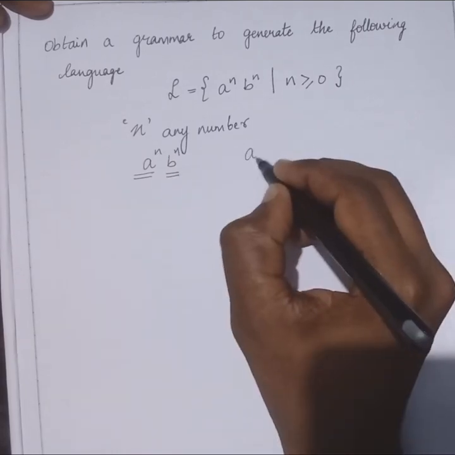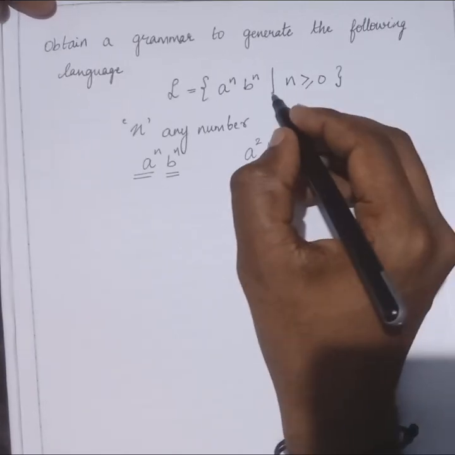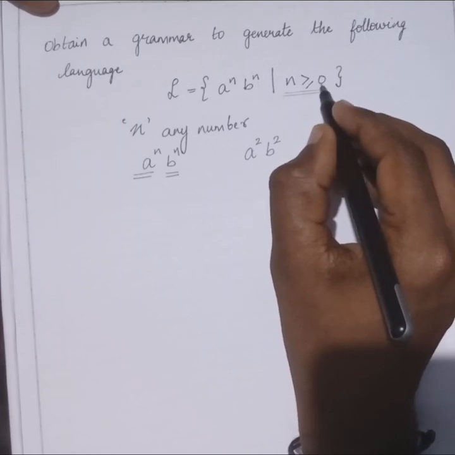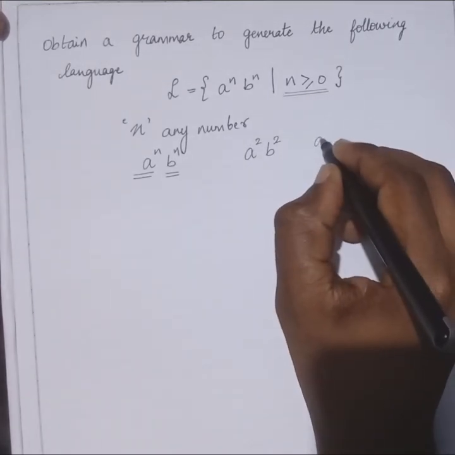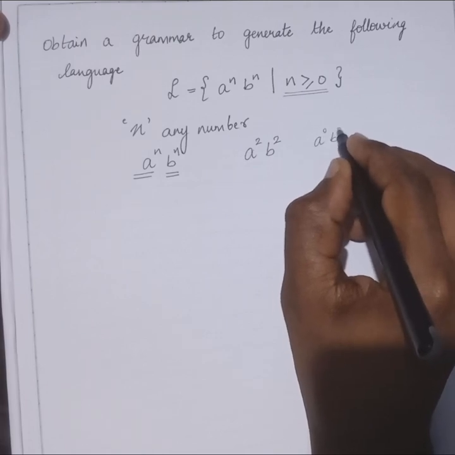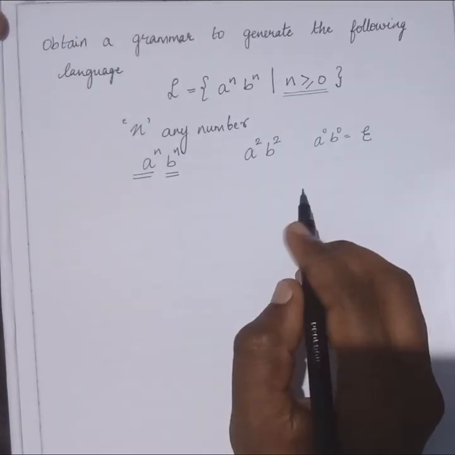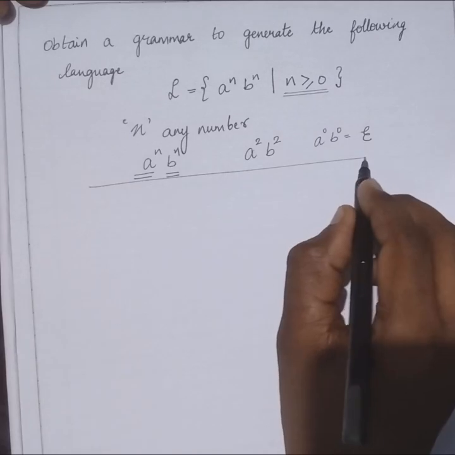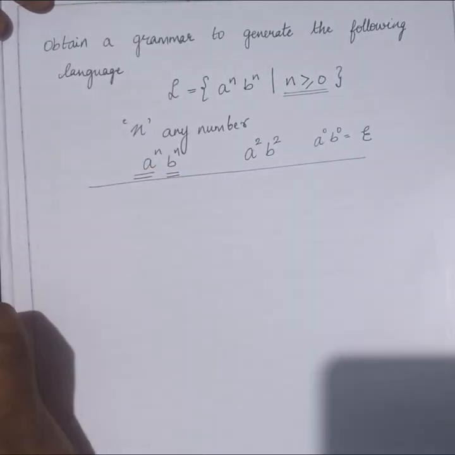For example, you can have a to the power of 2, then it should be b to the power of 2. And they have given a condition, that n can be greater than or equal to 0. Greater than or equal to 0 means it can have a to the power of 0 and b to the power of 0. It means it can be epsilon. So we should write a grammar such that all these conditions are satisfied. So these are nothing but the given data. Now we'll start the real answer.